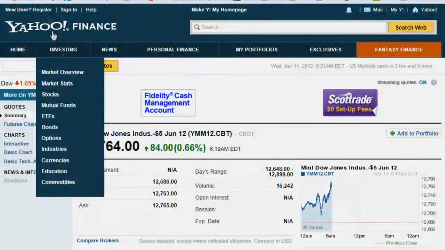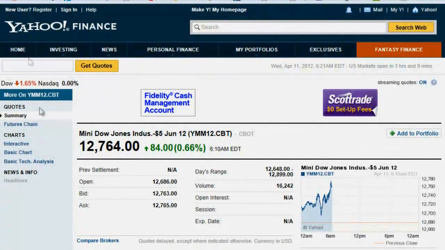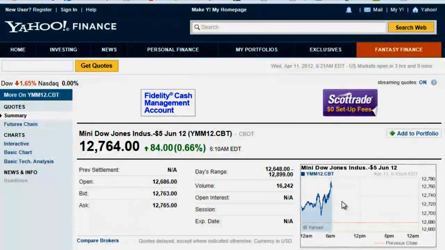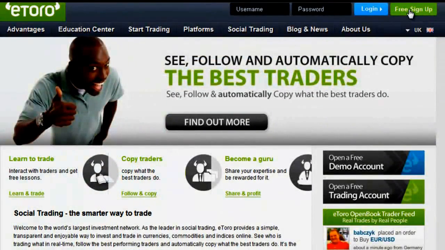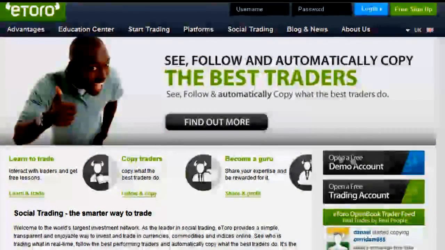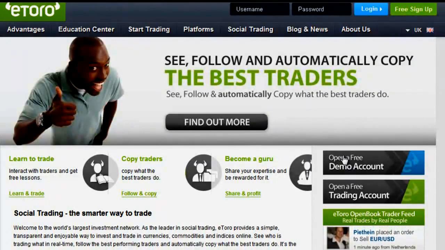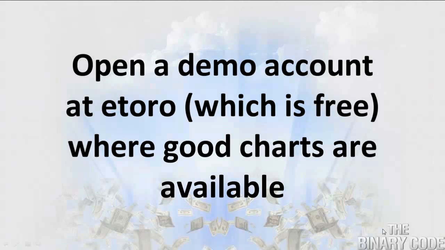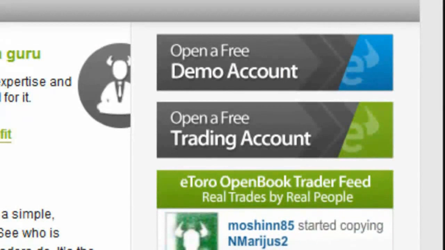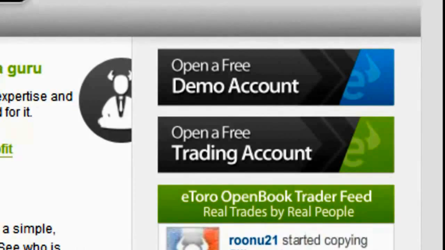Now, you could go to any web page and click on any charts. But do yourself a favor and don't even think about it. What you need in order to be able to catch a glimpse into the future is to have accurate, real-time charts. You can get these at any stock exchange or broker. My tip would be that you open a demo account at eToro, which is for free, and where good charts are available. If you already trade there, you should already have an advanced chart, which is perfect.